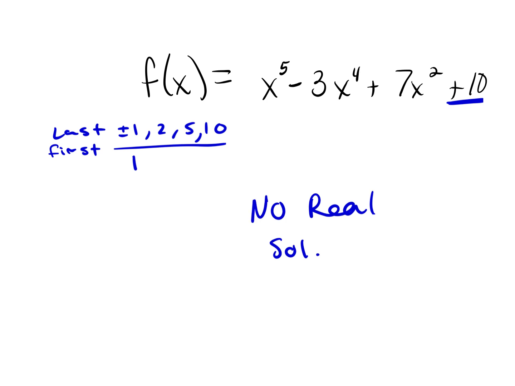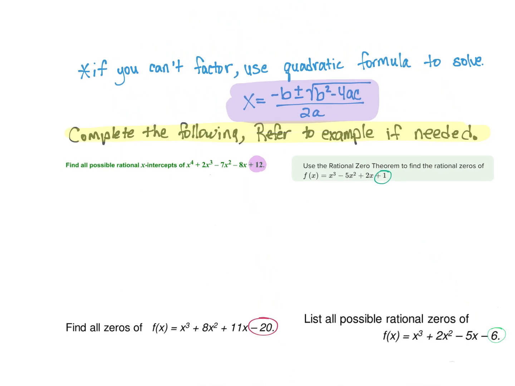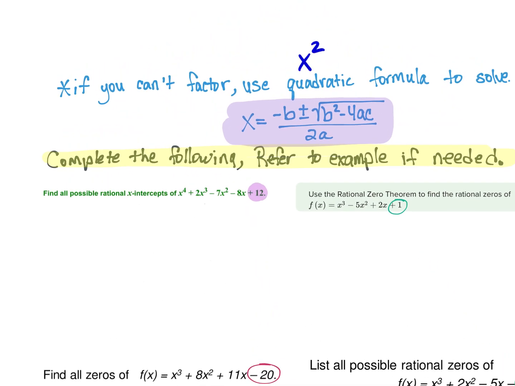You have to try every single possible option before you say that there is no real solution. One important thing here is if you can't factor, so if we have an x squared that doesn't factor, we have to use the quadratic formula. So sometimes you may only have like 1 or 2 real solutions, and then the others may be irrational. They may have a square root in them. So if it doesn't factor, you have to do the quadratic formula.